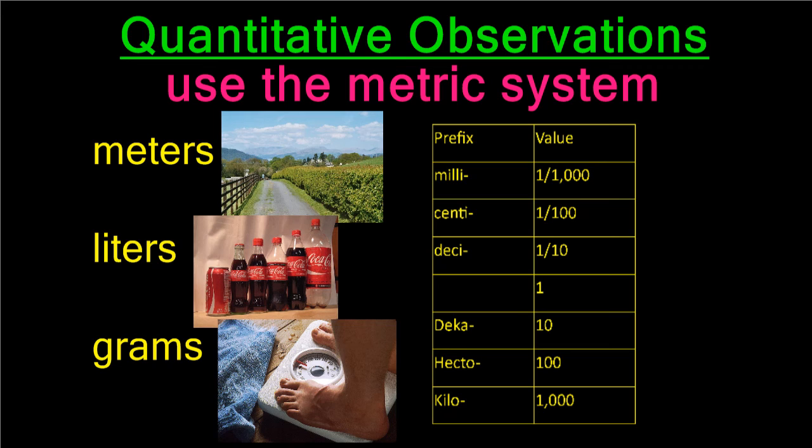Similarly, if you were to be going bigger, 10 meters is called a decameter. 100 meters is called a hectometer, and 1,000 meters is called a kilometer.